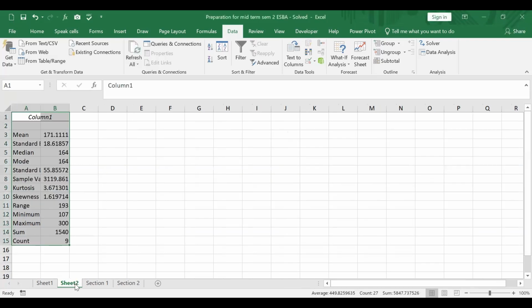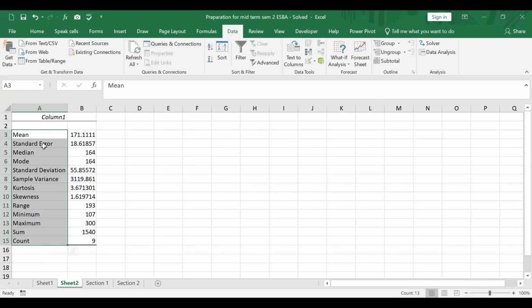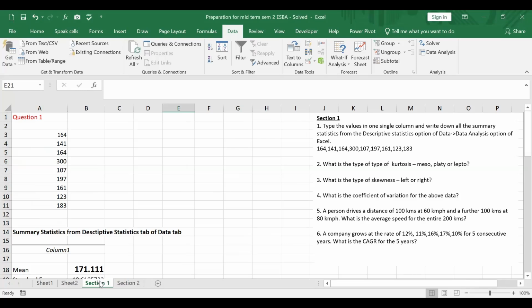So it creates a sheet 2 with all the things that I want as descriptive statistics. That is mean, median, mode, and also standard error, standard deviation and variance, kurtosis, skewness, range, minimum, maximum, sum, and count. All those things are available. That is the answer to the first question.